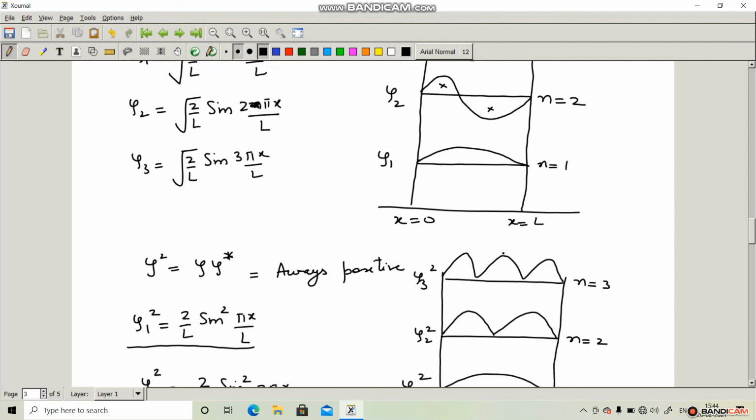So this diagram represents the eigenwave function, and this is psi square, or we can say probability density.